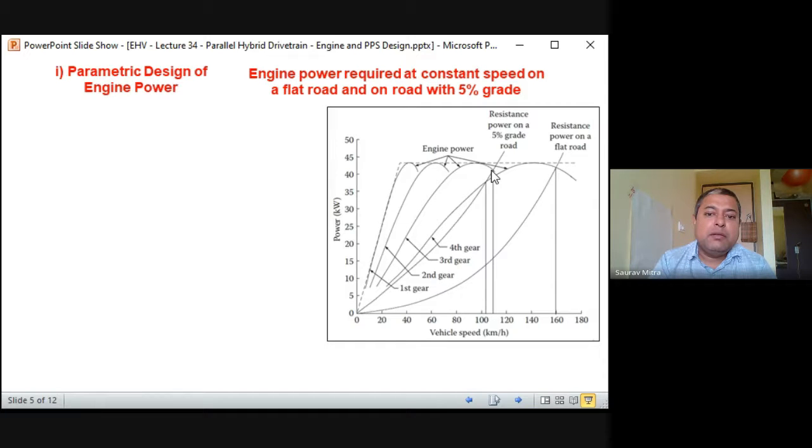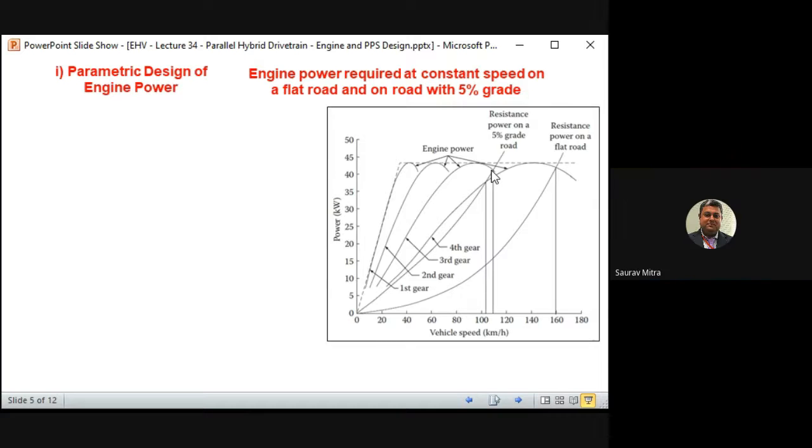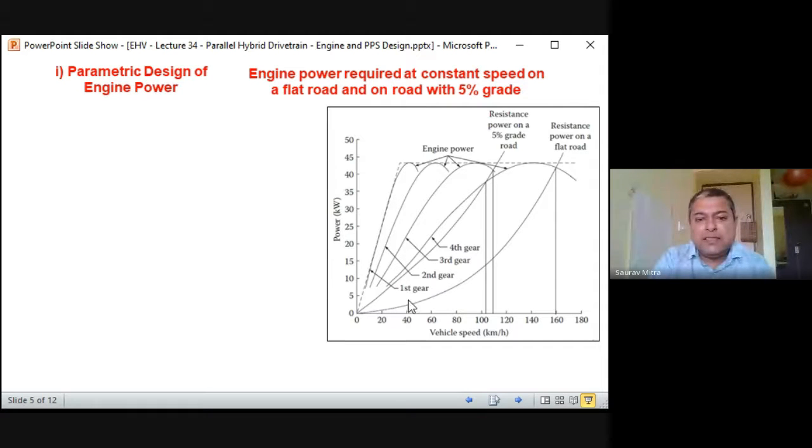And we are in the third gear. At that time we can increase the speed up to 110 kilometers per hour. That means what we are finding is that on a graded road, whenever there is inclination, if we are in a lower gear, we can raise the speed more. Okay. And this is another thing, resistance power on a flat road.